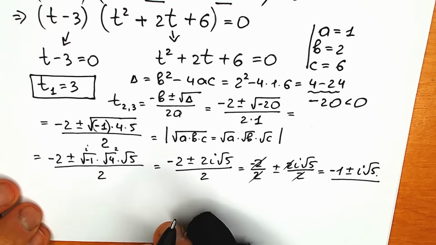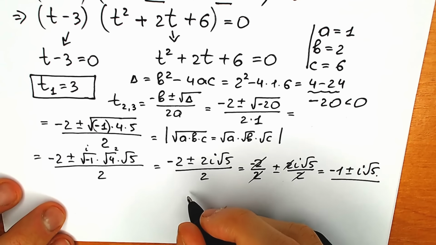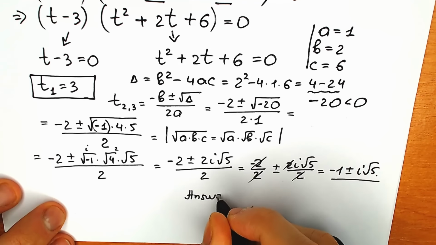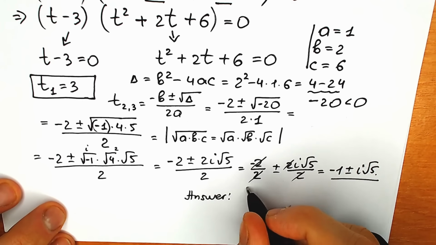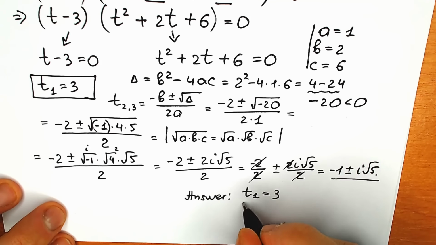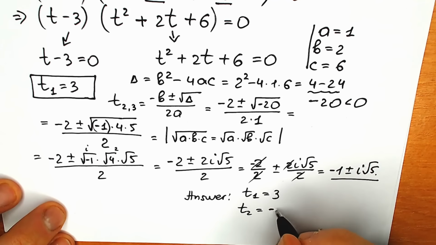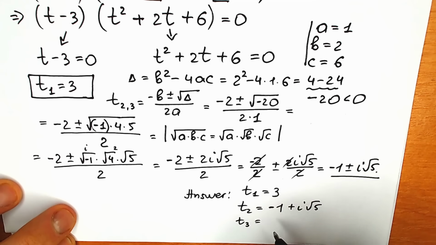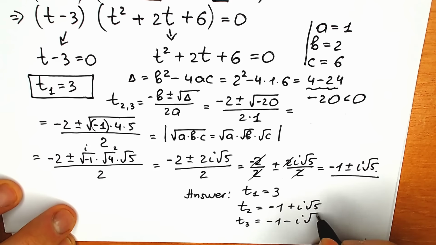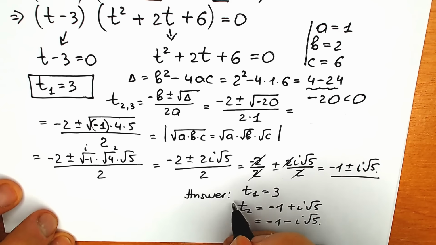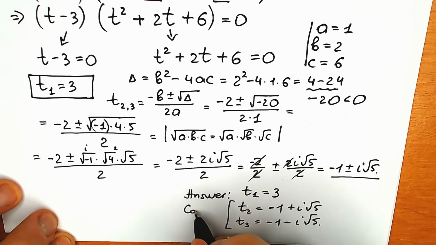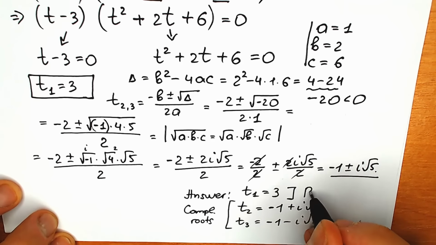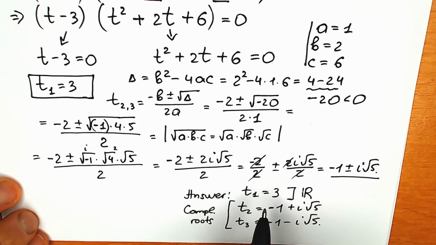Let's gather all the roots together. For example, let's do it right here. So our answer: t first equal to 3, t second, let's do with the plus sign, so -1 plus i square root of 5, and our t third equal to -1 minus i square root of 5. And this is our answer. We have right here two complex roots, because we have i, and this one real number root.